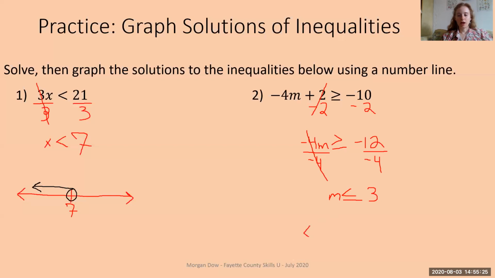Okay, so now let's graph this solution. It says m is less than or equal to 3. Again, I'm just going to put 3 there on my number line, and I know what numbers come before and what numbers come after 3. It's less than or equal to, so we get a filled in circle. And m is less than or equal to 3, so we're going to point to all of the numbers less than 3. And that's it.